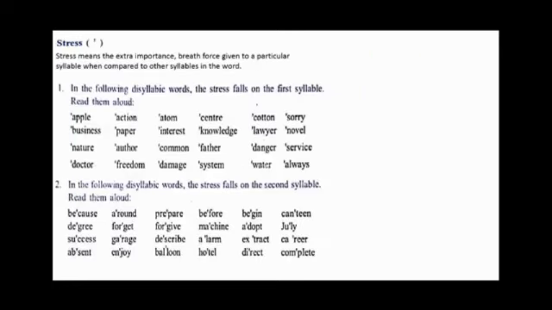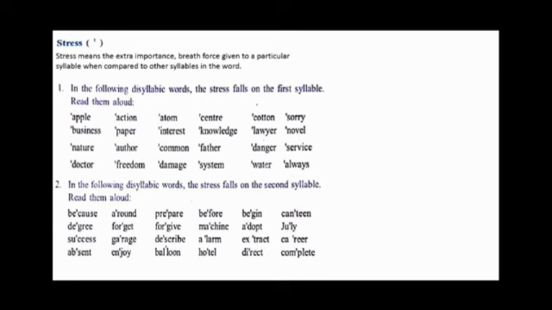So here we go. What is word stress? See, stress means the extra importance or breath force given to a particular syllable when compared to other syllables in the word. We all know that words are made up of syllables. Here we exclude monosyllabic words. Monosyllabic means having only one syllable, which cannot be divided into parts. A syllable is a part. So the number of syllables in a word is nothing but into how many parts a word can be divided, based on the vowel sounds. In set 1 and set 2 we have some examples.